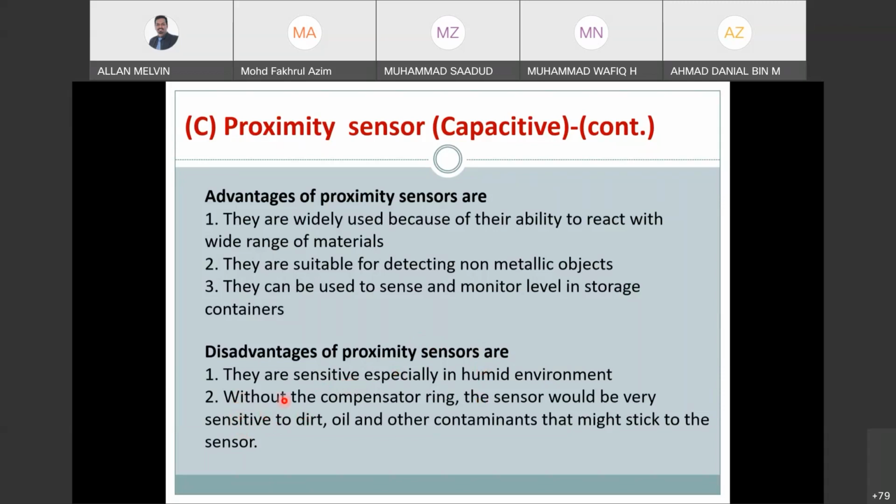Okay, then the second disadvantage: without the compensator ring, the sensor will be very sensitive to dirt, oil and other contaminants that might stick to the sensor. Because mostly it will be used in various environments. So if your environment has dirt or oil or other contaminants, you need to have some kind of protection to protect your sensor. If you don't have that, your sensor will be clogged. It will be blocked, so you cannot detect, or it will always detect something. Error. Okay, so you need to use protection like this compensator ring. A ring to cover the surface of your sensor.